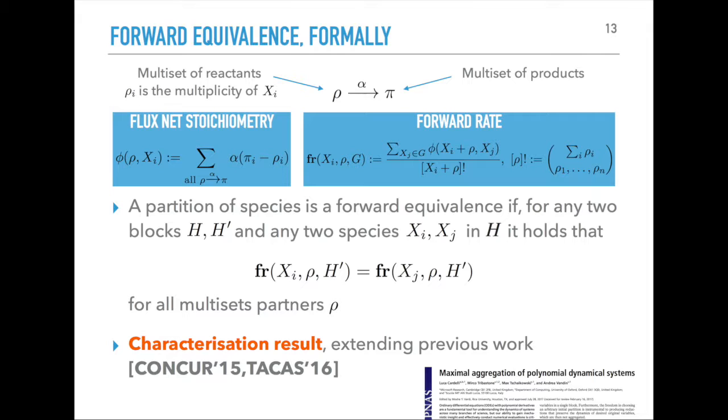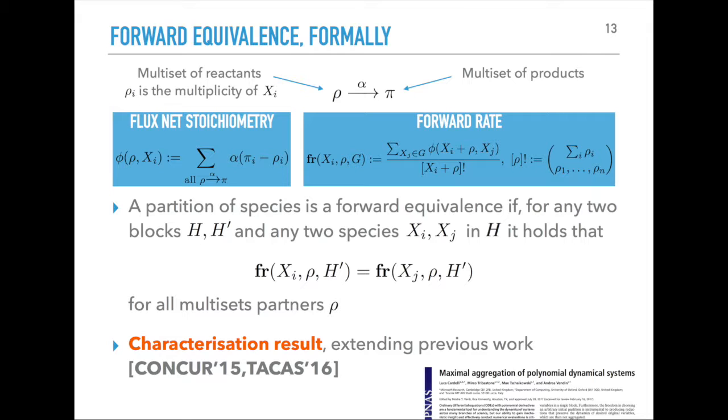Okay? So these are integers. This is a real number. All of that would be a real number. It's completely discrete. It doesn't have anything to do with differential equations at all. Okay? Let's keep this condition in mind. That's what I call the flux net stoichiometry. It's an ingredient for this thing here, which is called the forward rate.